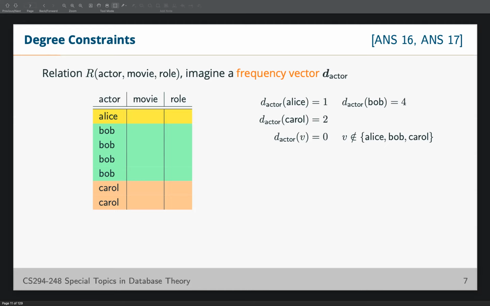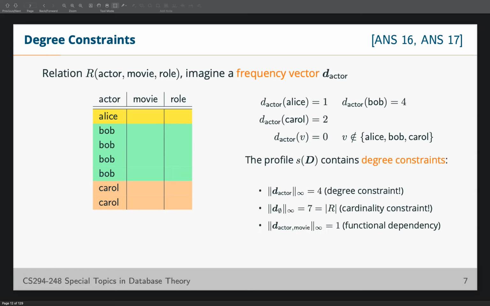Okay. So this will be a pretty big vector. And this is not the profile. This is just an abstraction in order to get what the profile will be. You can also think of this vector as the marginal distribution on the actor column.